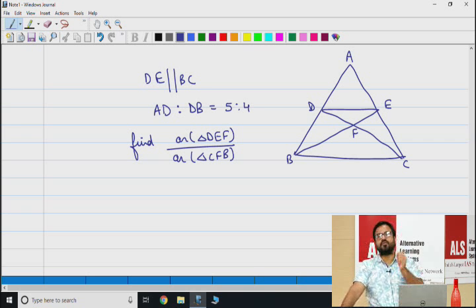Sonu, whatever questions you have apart from this triangle, just WhatsApp me those questions on your group. Or you can write it right now.